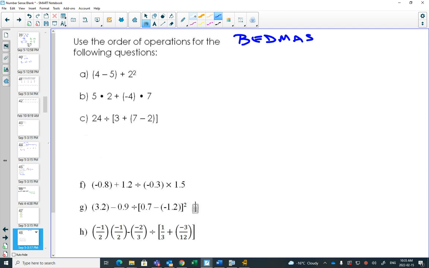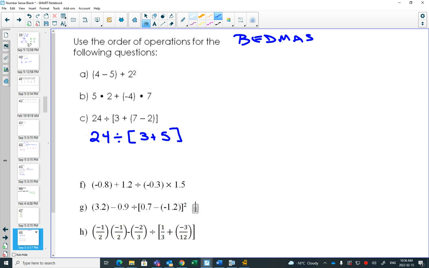All right, here we go. Ooh, we got multiple brackets on this one. 24 divided by bracket 3 plus bracket 7 minus 2. What do you do when you have brackets inside of brackets? Well, the very first thing we would do in this one is the 7 minus 2. What is 7 minus 2? 5.